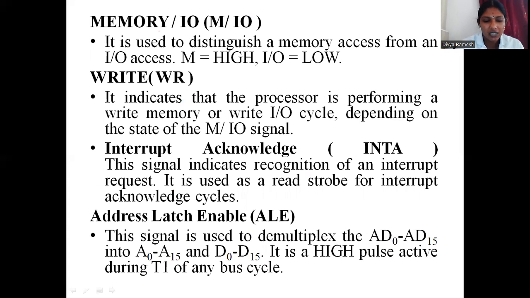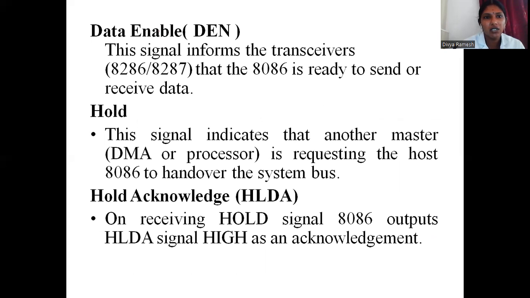Next one is your address latch enable. This address latch enable signal is used to demultiplex the data. So if you are going to give an input, that input can be demultiplexed with the help of this ALE. Next one is your DEN. DEN is data enable. This data enable is used to inform the transceivers whether the data is ready to send or the processor is ready to receive the data. Like that, it can be used to indicate that particular process.